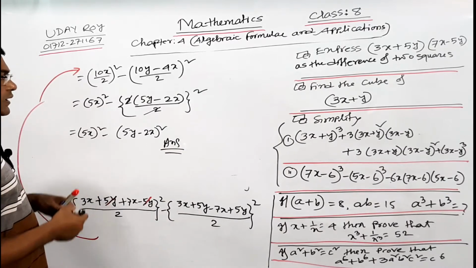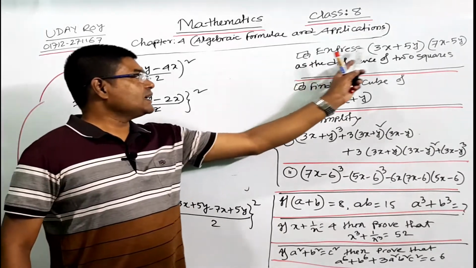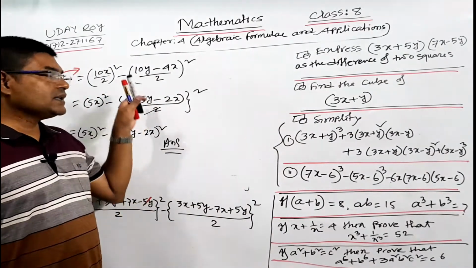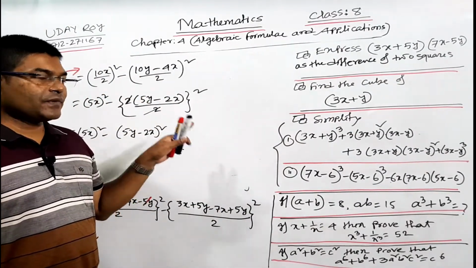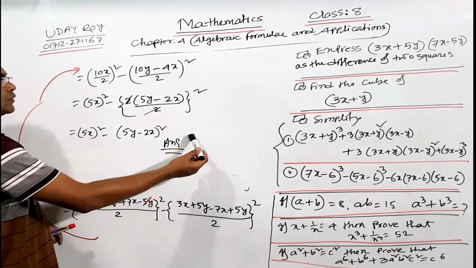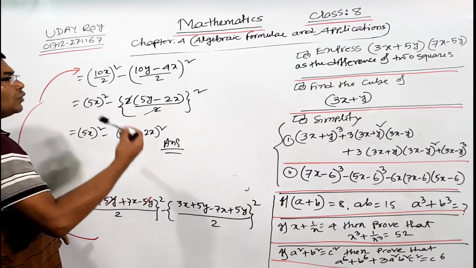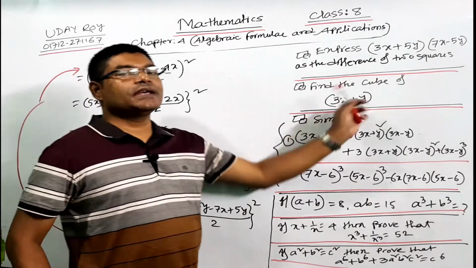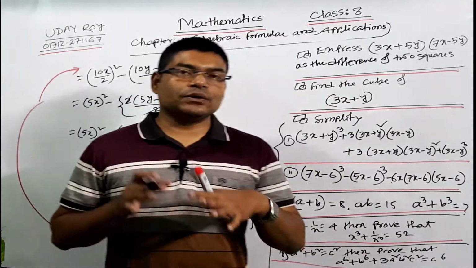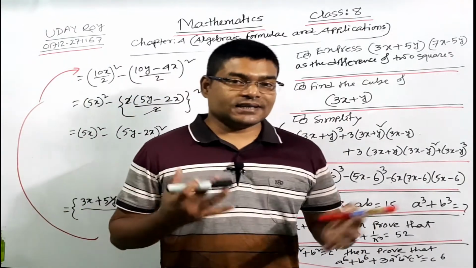So we have got the answer of express as the difference of two squares. This is very important maths. Okay, this maths done. Now we will do find the cube of. Find the cube, simplify and find the value, show that and prove that using cube.